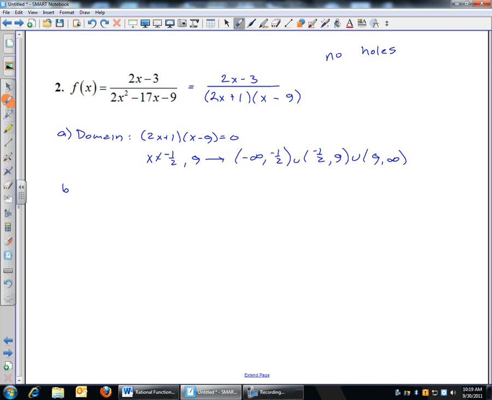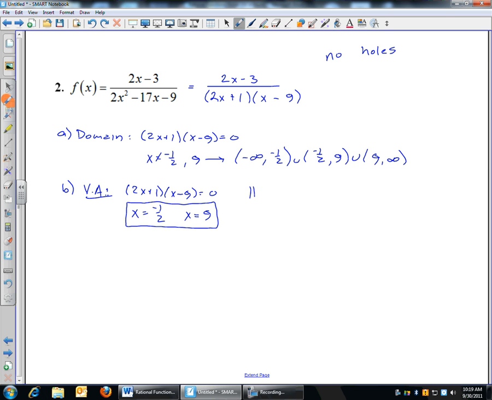Next thing we did was asymptotes, vertical asymptotes. That's what makes your denominator equal to 0 after you cancel. Now nothing canceled, so my asymptotes are basically going to be the same thing as my domain. I'm going to set my denominator equal to 0, 2x plus 1, x minus 9 is equal to 0, and actually we've already solved that, except this time my vertical asymptotes are x equals -1/2 and x equals 9, because that's what makes my bottom 0. So there's my vertical asymptotes.